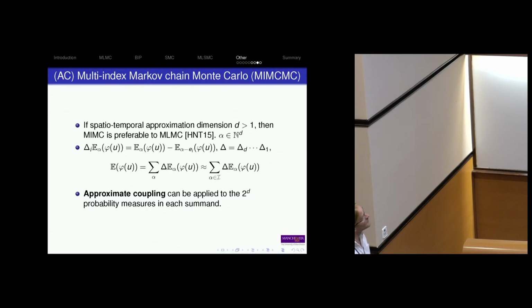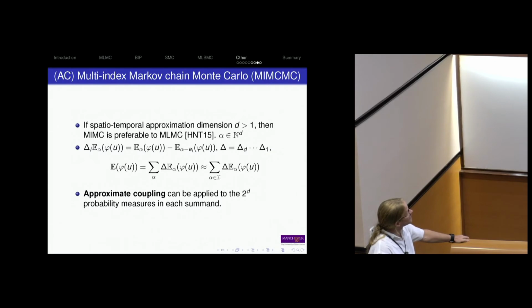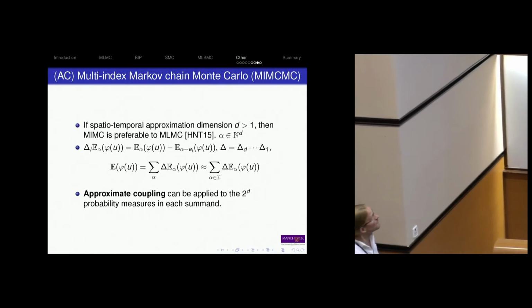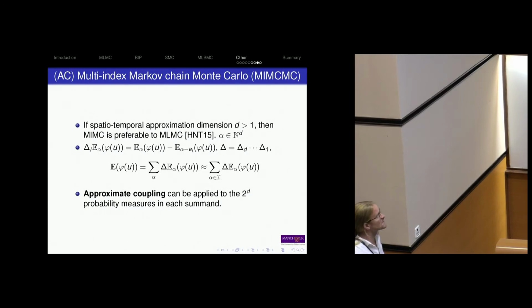Like this, and then you define this del operator to be the product of the dels over the d dimensions that you're approximating. Then you can write the infinite resolution expectation in terms of the sum over all the multi-indices of these del type operators. In these, you assume that they are decaying somehow, so you can approximate that by the sum over all the multi-indices in some set.